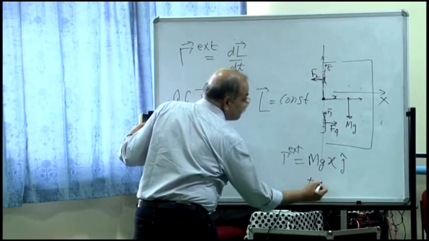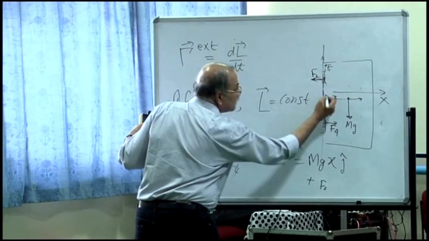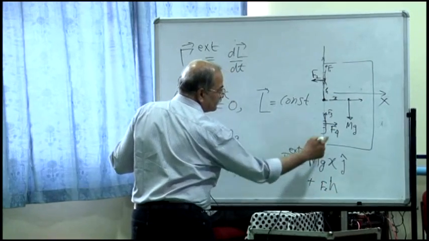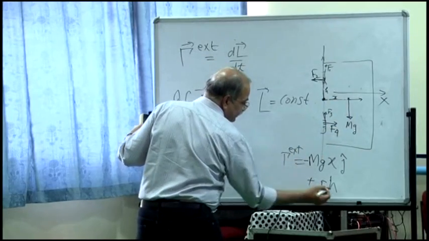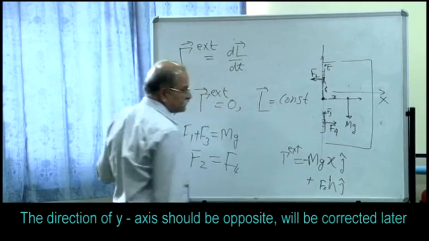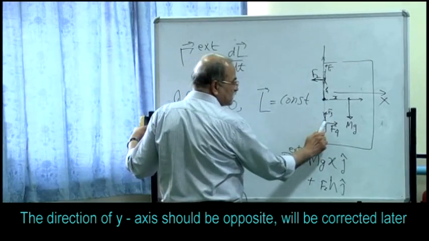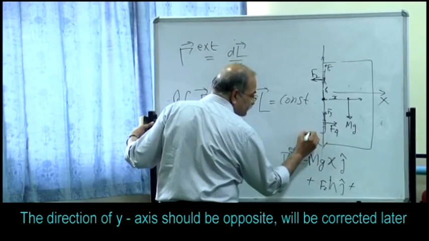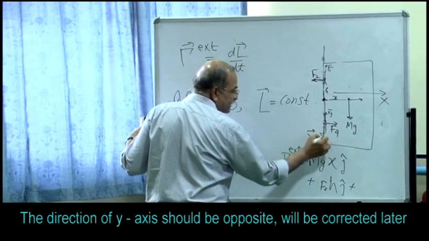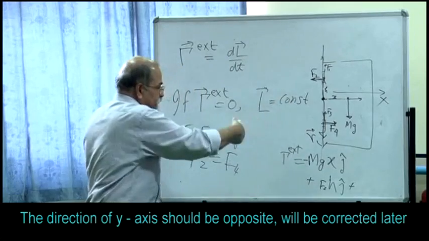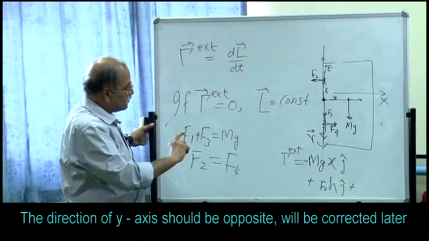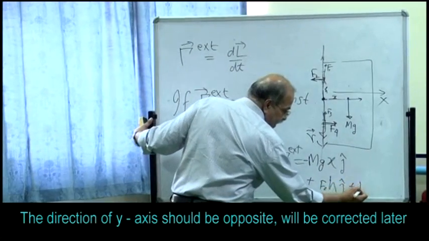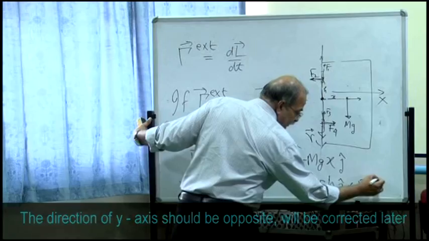So it is F2 into R, let me call it H, F2 into H, and this was inside, so this was minus and this is plus. What about this F4? R vector is in this direction, this is the position vector. R is in this direction, F is in this direction, R cross F, anti-clockwise, so towards me. So this is again F4 H j cap.